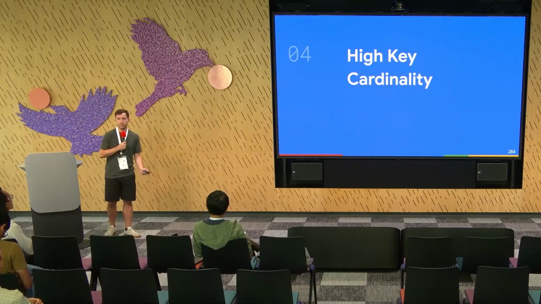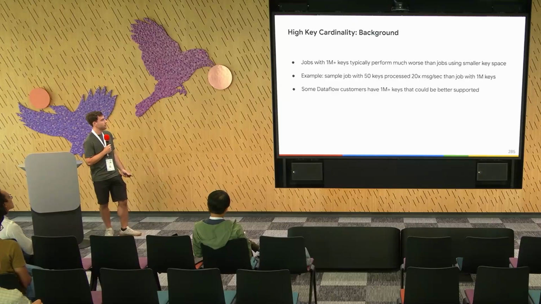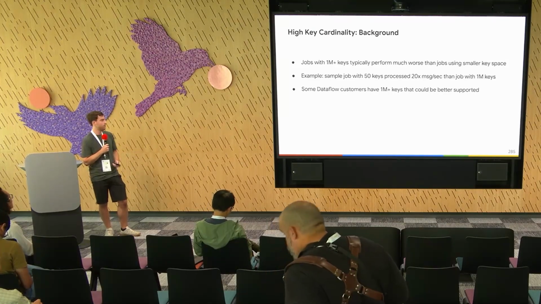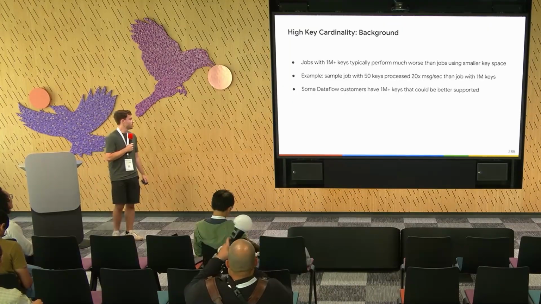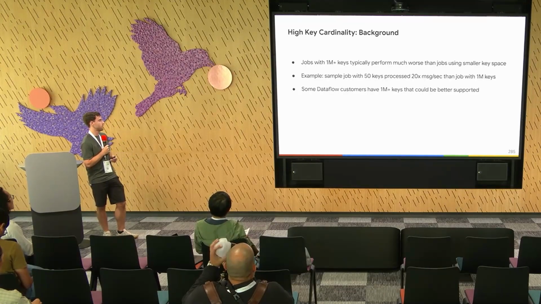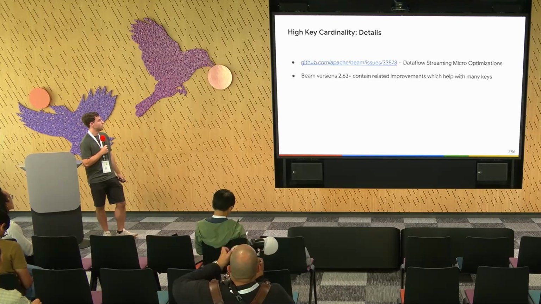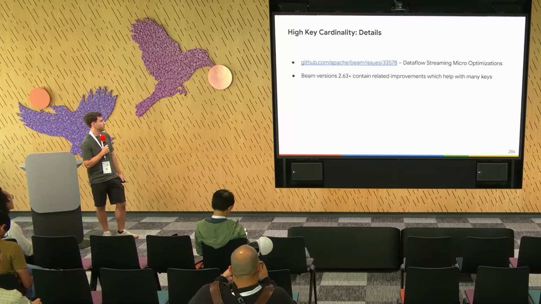Okay, high key cardinality. In the past, a lot of Dataflow pipelines run with a few thousand keys, and it works pretty well. Lately, there are a lot of Dataflow pipelines with millions and millions of keys, and that wasn't well tested in the past and found some new bottlenecks in Dataflow. So with customers having more use cases like this, we're working on adding better support to Beam and Dataflow. There's a lot of small optimizations that have just been implemented in versions 2.63 and later to help with this.